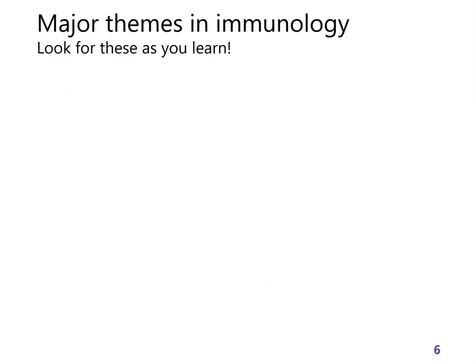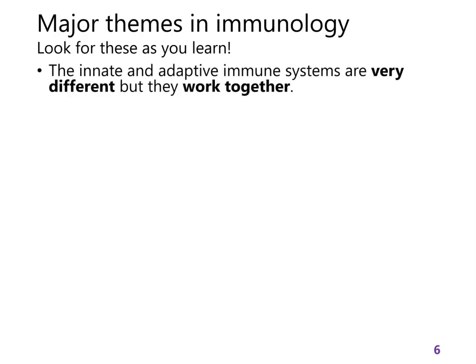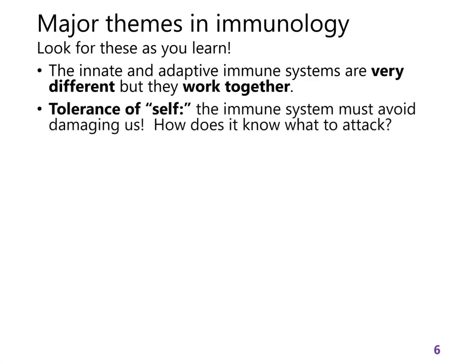Okay, so here we are looking at the major themes in immunology. So look for these as we go through it. Number one, the innate and adaptive systems work together, but they're incredibly different. So we are going to look at each one of these in turn, and my hope is that by the end of this, you will never mistake anything innate for anything adaptive. You will always see why they are called what they are called.